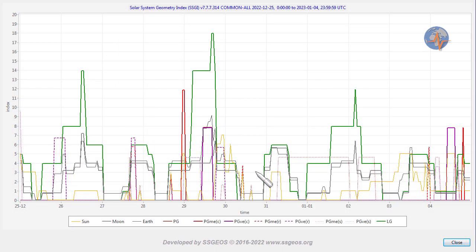On the SSGI graph, we see the critical planetary and lunar geometry practically converging around the 29th, a high lunar peak, 18 on the index, and a convergence like this means a higher probability of larger seismic activity on the 30th, 31st, and possibly the 1st of January. That's about 2.5 days following the critical planetary and lunar geometry. 2.5, 3 days is typical for larger seismic activity to occur after a convergence of critical planetary and lunar geometry occurred, like we see here around the 29th.